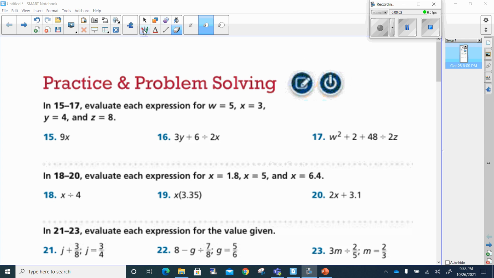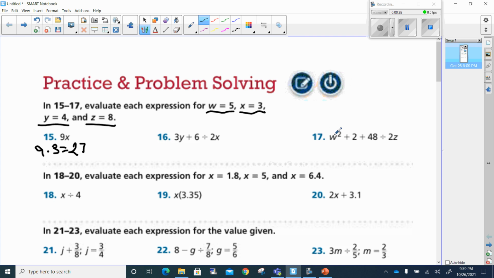Let's go ahead and get on our homework today. We see it says evaluate each expression. Looks like W is going to equal 5, X is going to equal 3, Y is going to equal 4, and Z is going to equal 8. It says 9 times X. Well, since X is 3, this is 9 times 3. That's going to equal 27.